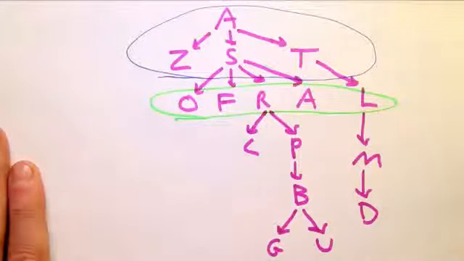This figure shows a tree structure. The root is A. A has 3 children: Z, S, and T. S has 4 children: O, F, R, and A. R has 2 children: L and P. P has 1 child: B. B has 2 children: G and U. L has 1 child: M. M has 1 child: D. Now the frontier contains O, F, R, A, and L, and the explored set contains A, Z, S, and T. The rest are unexplored set.